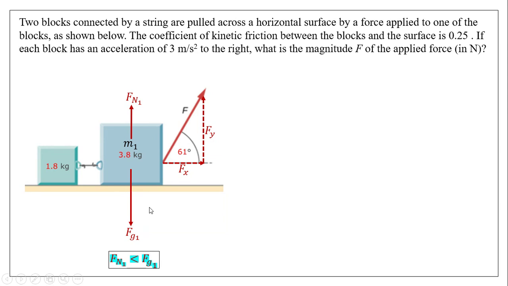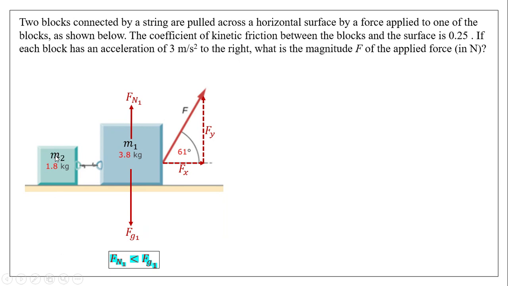A common mistake that folks might make is they assume that Fn1 is equal to F of g1, neglecting the fact that there is an additional F y component here. So this is kind of a trap set up for you, okay? Don't fall for that trap. Fn1 is not equal to F g1 because there is this additional y component acting on M1. Okay, now let's go ahead and move on to the 1.8 kilogram.